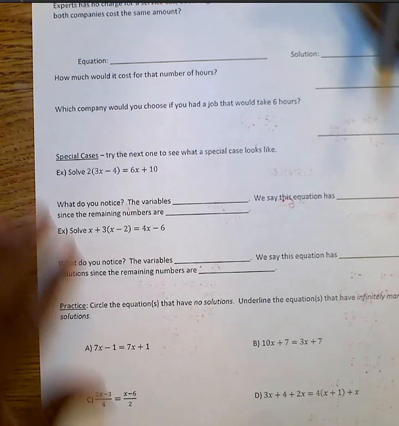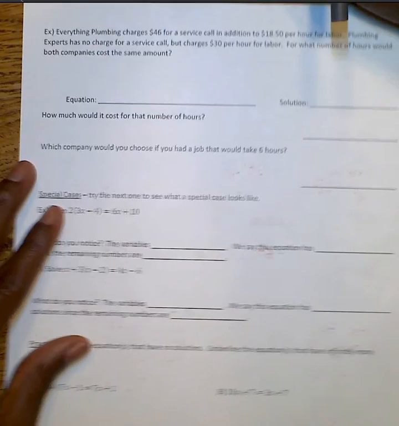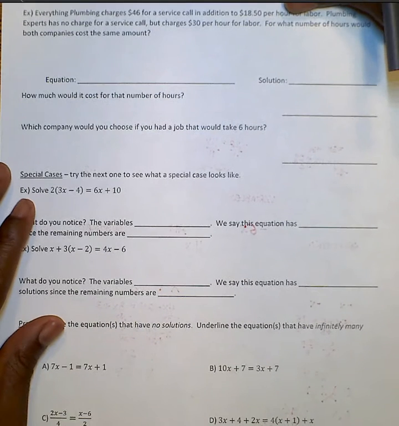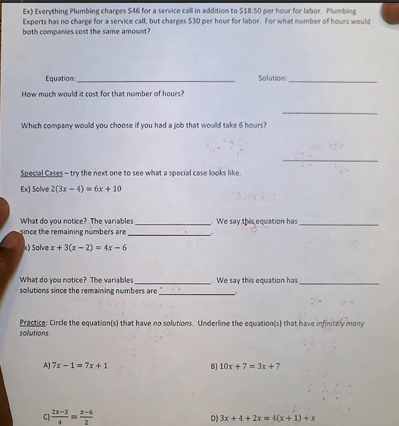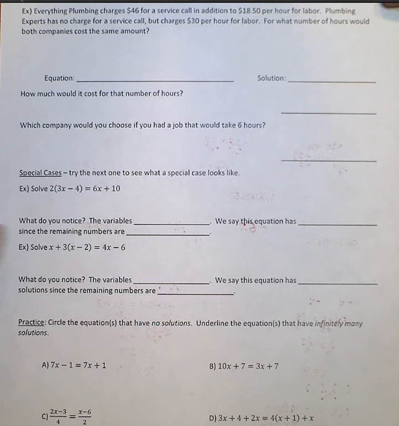Alright, so, solving new problems. Let's see how that applies to some application problems, some more real world things. It says, Everything Plumbing charges $46 for a service call, in addition to $18.50 per hour for labor. Plumbing Experts, a different company, has no charge for a service call but charges $30 per hour for labor. For what number of hours would both companies cost the same?